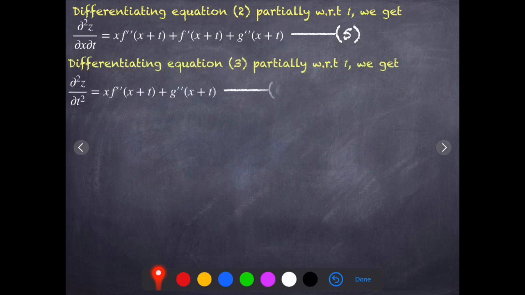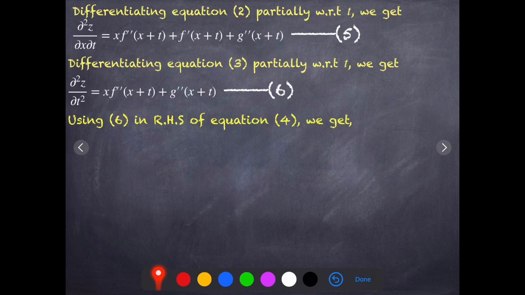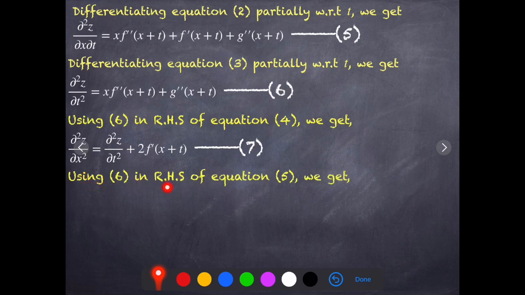Differentiating 3 partially with respect to t, we get ∂²z/∂t² = x f'' + g''. Using equation number 6 in the RHS of 4, in place of f'' and g'', substitute that as ∂²z/∂t², that is x f'' + g'' is ∂²z/∂t². Similarly use 6 in the RHS of equation number 5 also, and in place of x f'' + g'', I am substituting the value ∂²z/∂t².